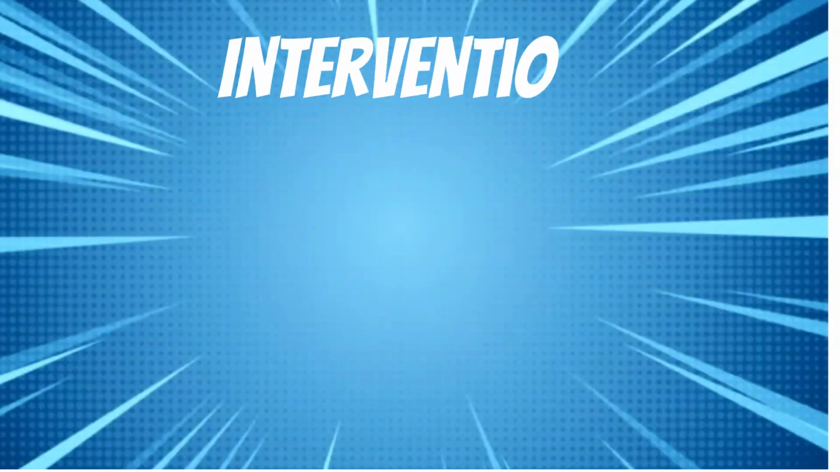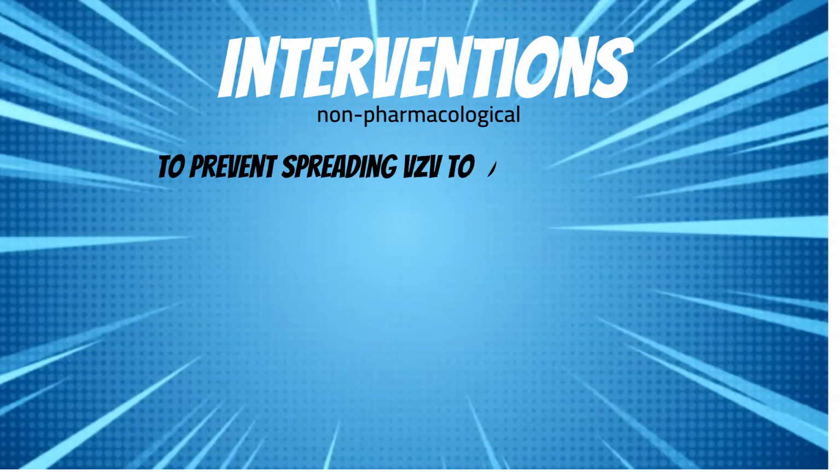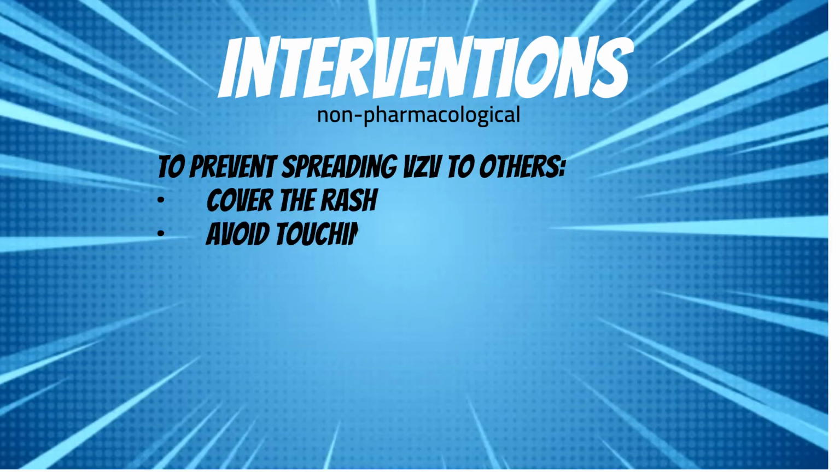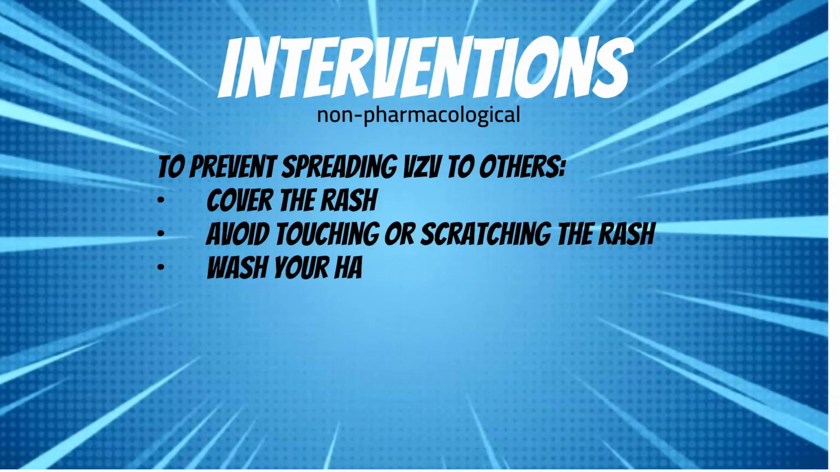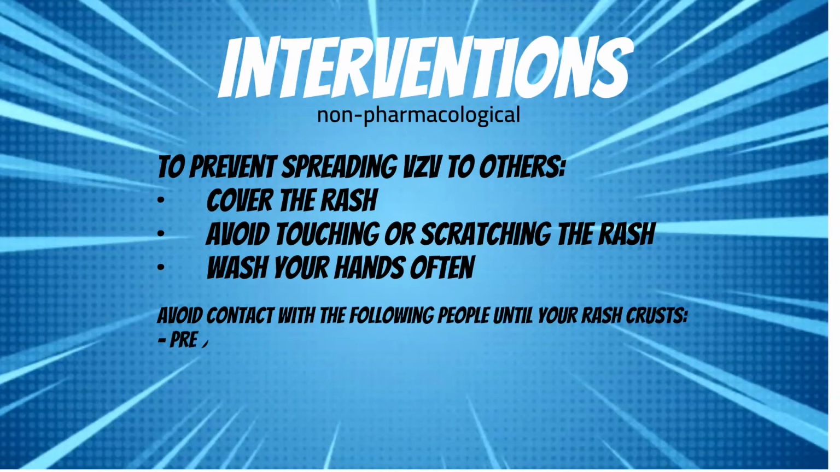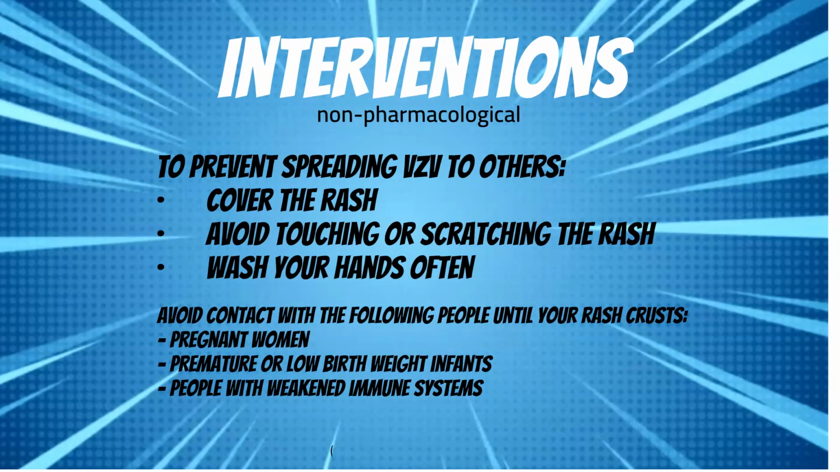Now that we've identified the rash, we need to talk about interventions that we're going to talk to Mrs. J about. These are the non-pharmacological ones. To prevent spreading VZV to others, you want to cover the rash. Avoid touching or scratching the rash. Wash your hands often. And avoid contact with the following people: pregnant women who have never had chickenpox or the chickenpox vaccine. If they are exposed, although rare, this can cause congenital varicella syndrome. You want to avoid contact with premature or low birth weight infants and people with weakened immune systems.